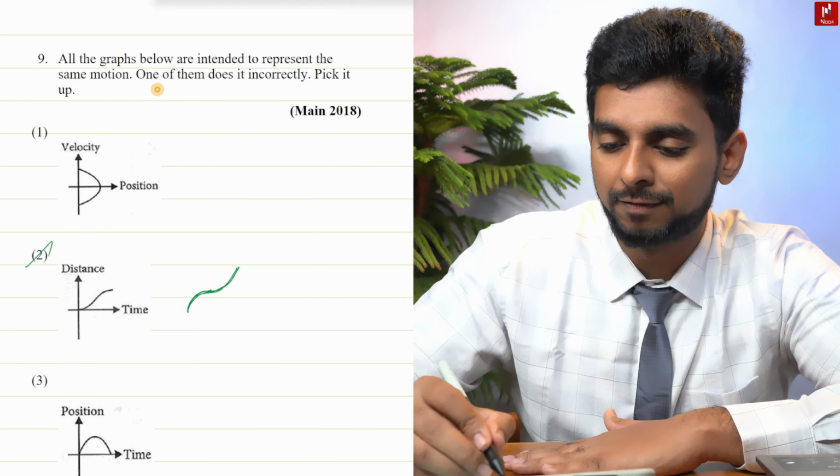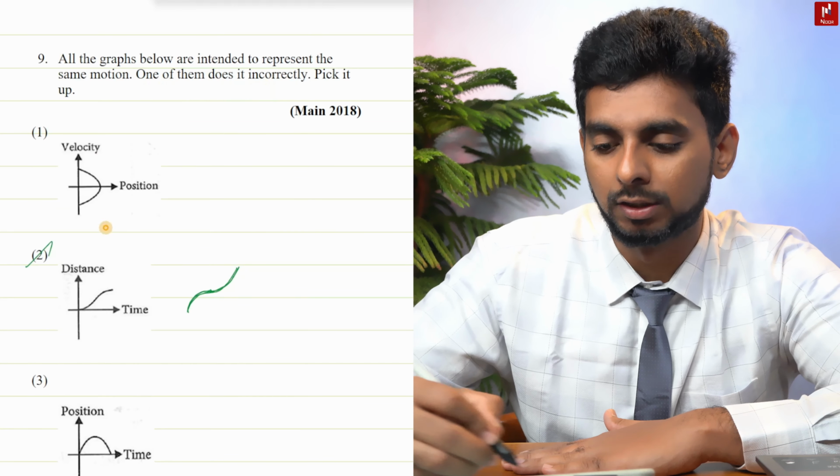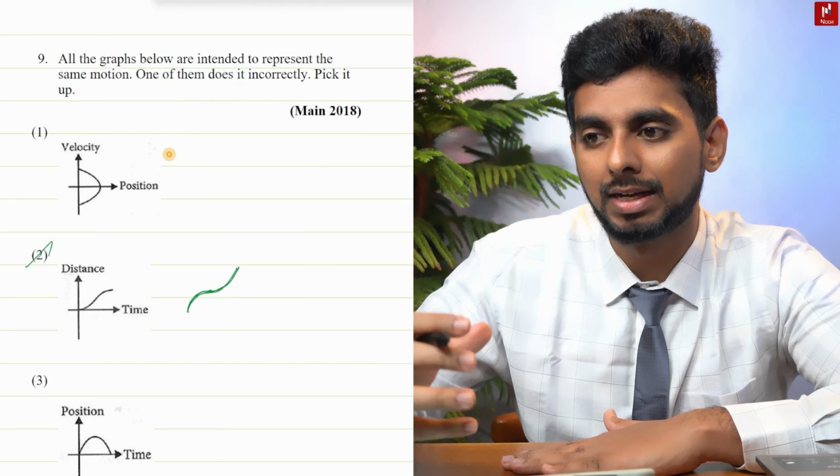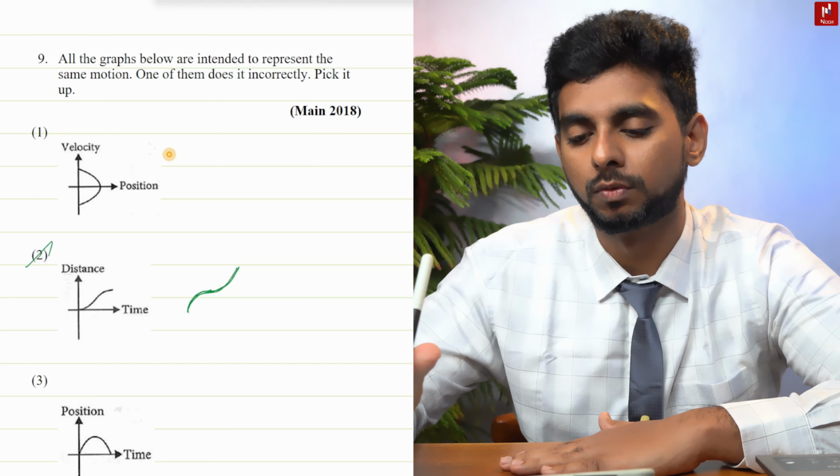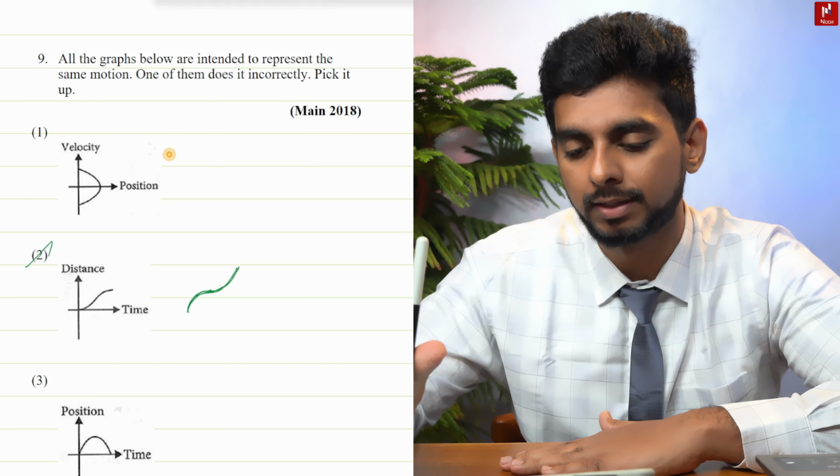Got it? I have to choose the one that is incorrect. So which of the options isn't matching with the motion? That's what I need to get over here, and I got it, which was option 2, right? You should be clear with this question. This is a graph-based sum. You shouldn't have any doubt in this question. Let's move to the next one.